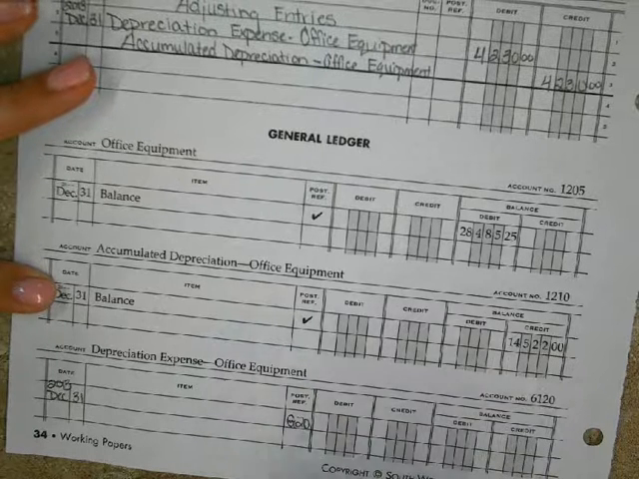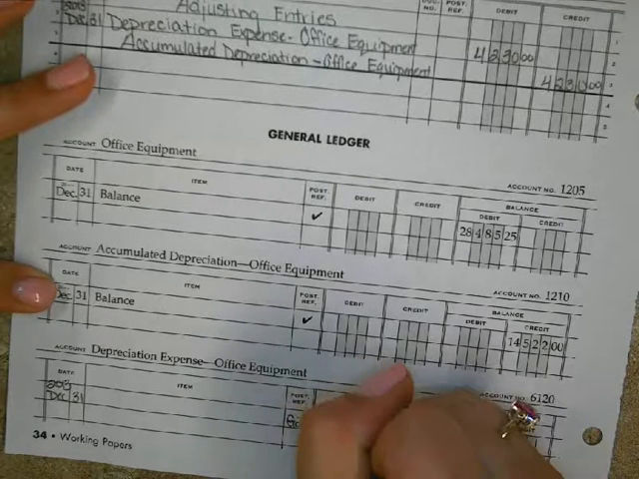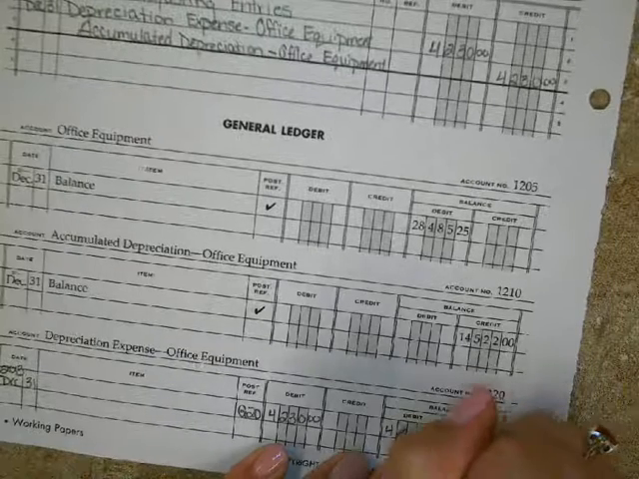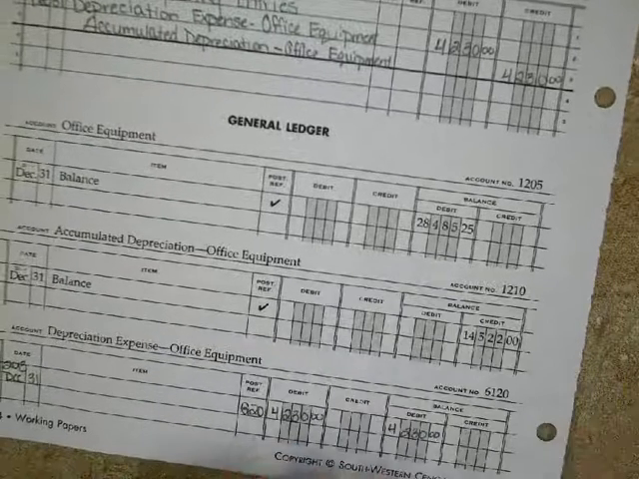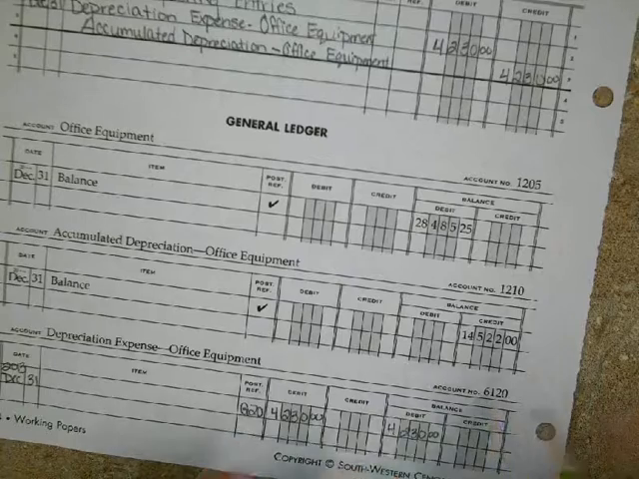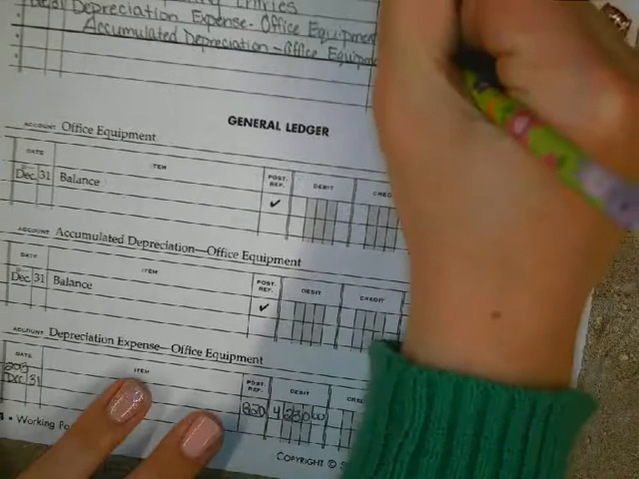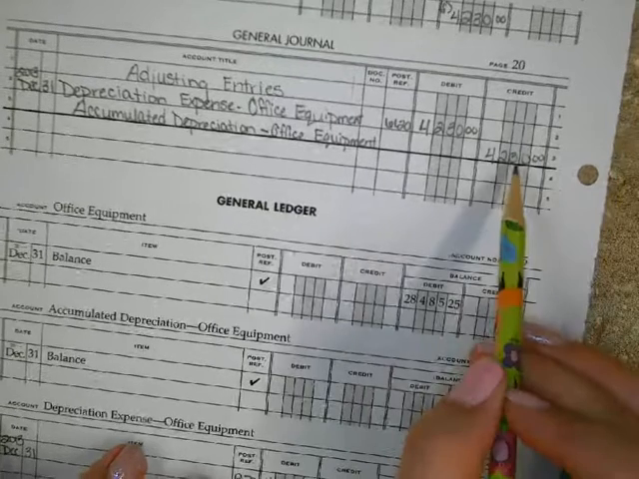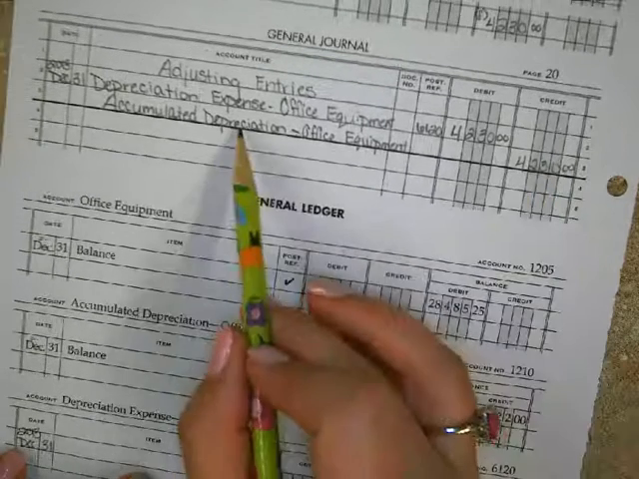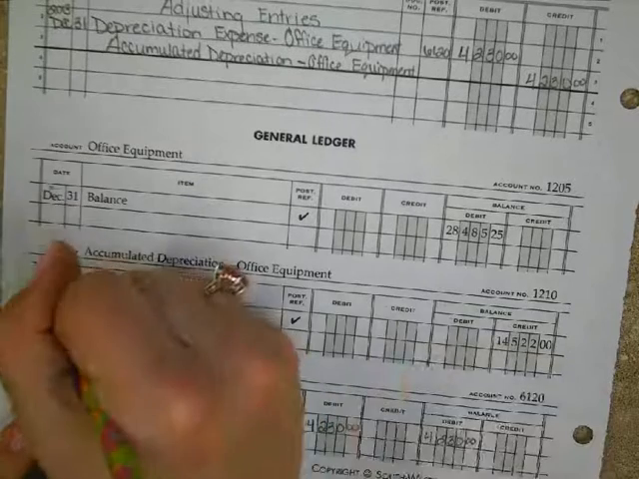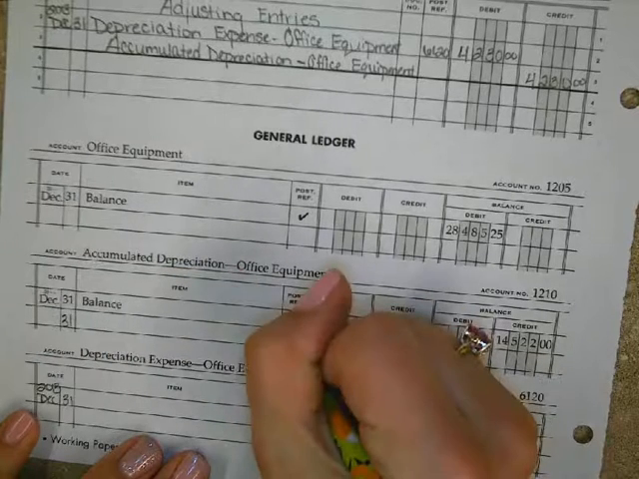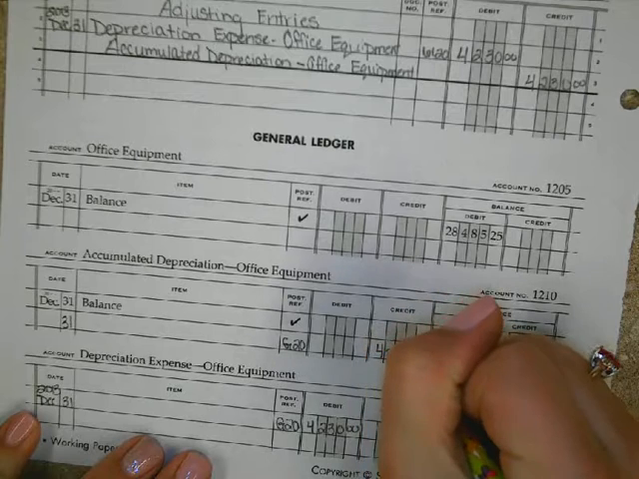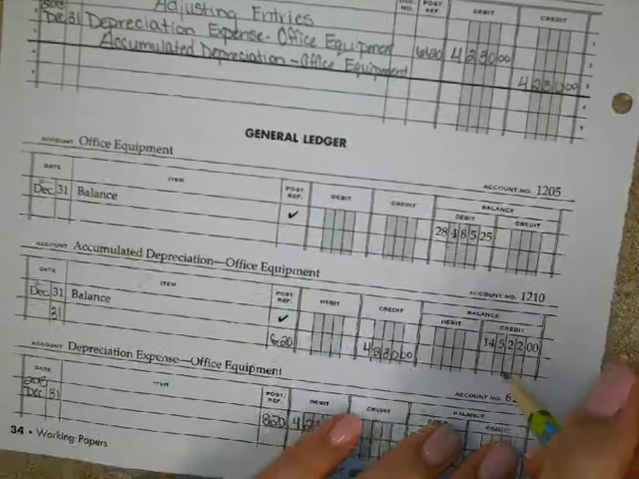And then I'm going to debit and find my new balance. And then I'm going to take that account number, 6120, and bring it up to that post reference number up here. Okay, then I'm going to take my credit and put that to my accumulated depreciation account. I need to put the date, my post reference, and a credit. And then I need to find out my new balance.